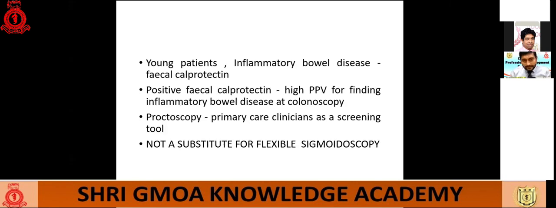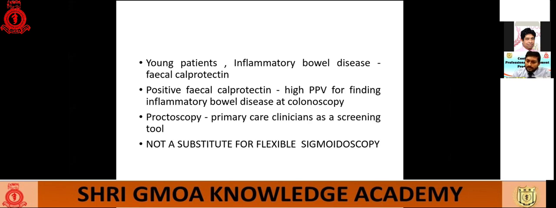If a young patient comes with PR bleeding, abdominal pain, history of fever and mucus discharge, we have to always think of inflammatory bowel disease. If you are suspecting inflammatory bowel disease, we can do a fecal calprotectin level. If the fecal calprotectin is positive, on subsequent colonoscopy the chance of finding inflammatory bowel disease is high. So it has a high positive predictive value.